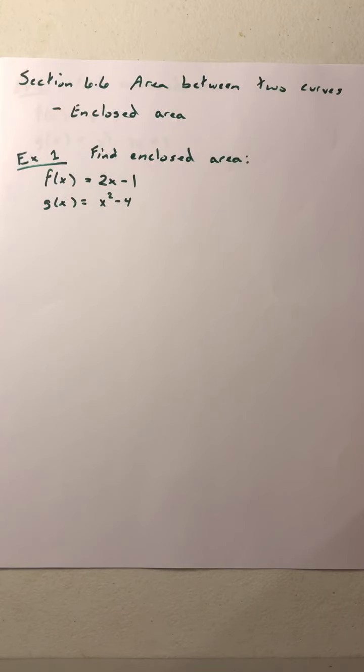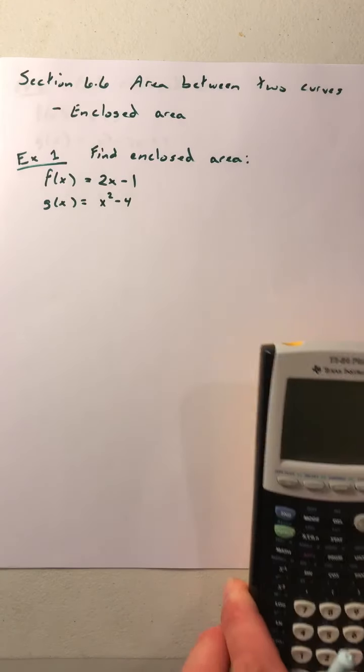Welcome back to section 6.6, which is area between two curves. Today we're going to look at enclosing an area. So we're not going to give you the boundary points anymore. You're going to have to actually find those. When we talk about those boundary points, we're actually talking about the points of intersection. So you'll definitely need your graphing calculator for these problems.